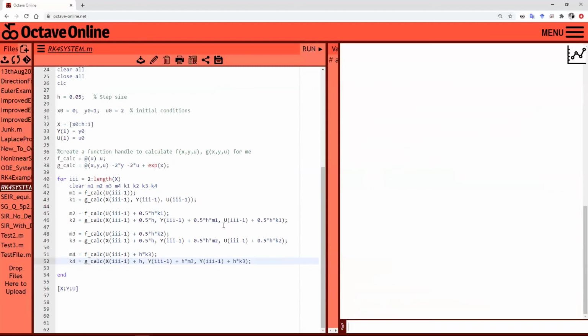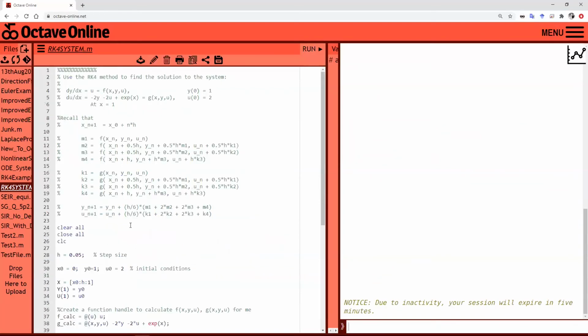Good. So I don't think I've made any mistakes there. I think that looks good. Well, let's find out. And so then we have to actually update the values of y and the values of u.